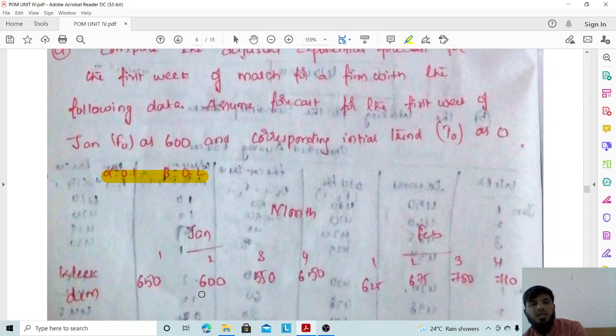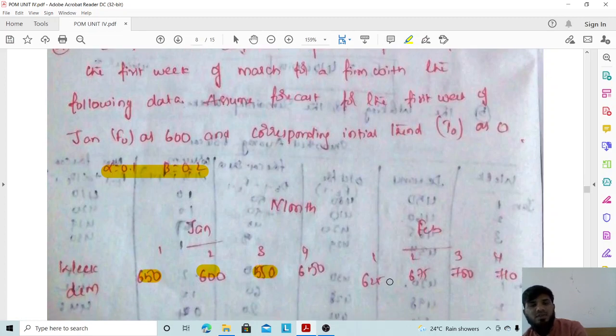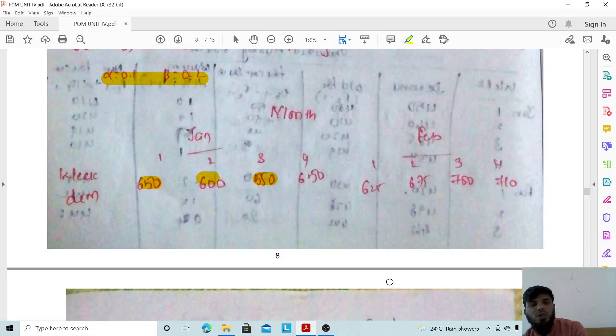So this is again the given data. These are the weekly demands. Initially the demand was 650, next the demand was 600, the third week is 550, then 650. In this way they have given the question. So let us see how we are going to solve this.